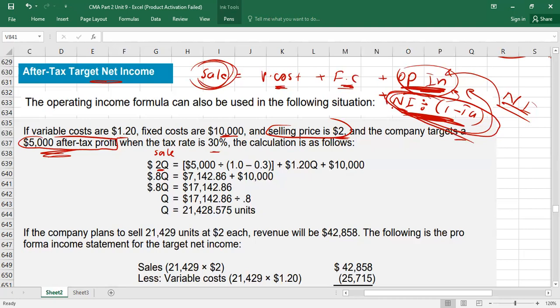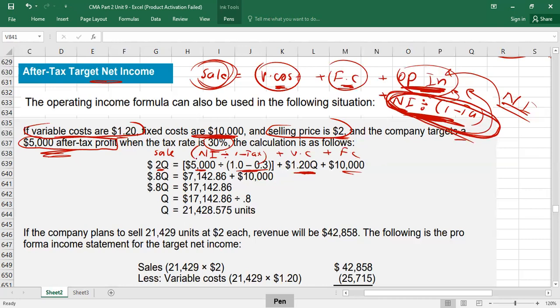Okay, then we have equals. Here he wrote this portion first: 5,000, which is your net income, divided by 1 minus tax. Tax is 0.3, 30%. Plus 1.2Q. 1.2Q reflects variable cost, because 1.2 is your variable cost. Q we are finding. Plus 10,000. 10,000 is your fixed cost. It is given here. So plus fixed cost. Understood? So sale is equal to net income divided by 1 minus tax, plus variable cost, plus fixed cost. This is the question. Now you just have to solve it, guys.